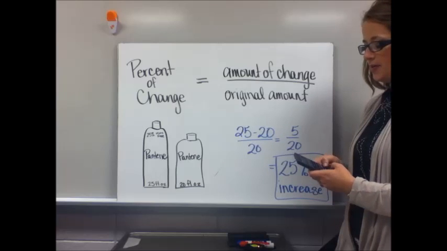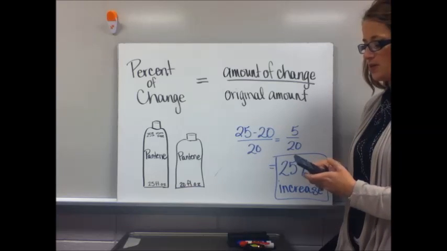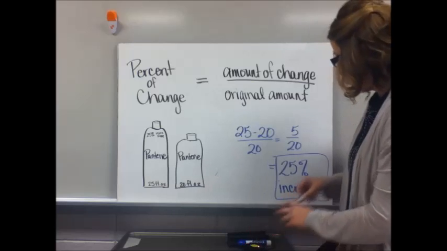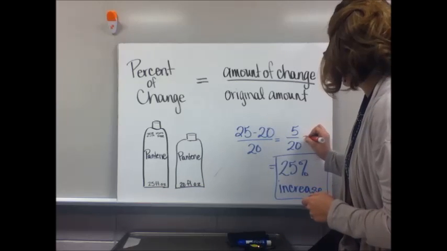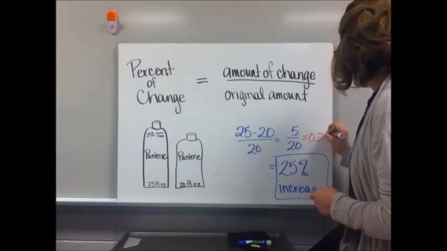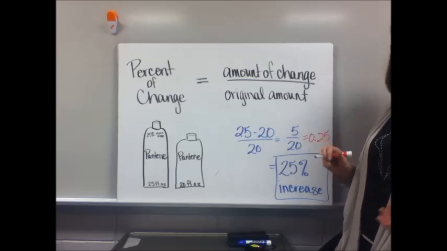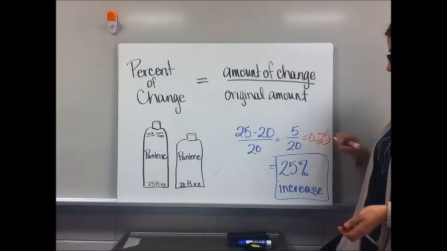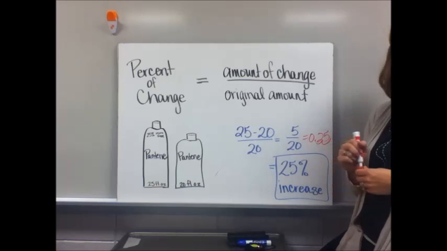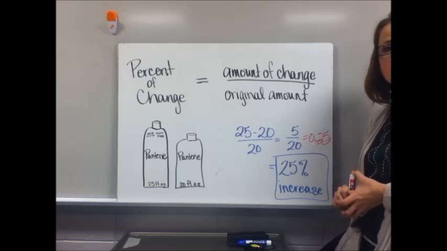your calculator. You would divide the top by the bottom. 5 divided by 20, you get 0.25. And then, like we did in the previous lesson, you move the decimal over 2 spaces, and you see that that is a 25% increase.